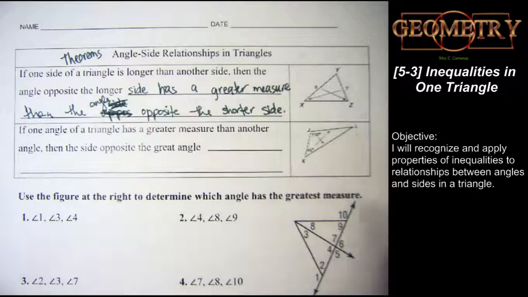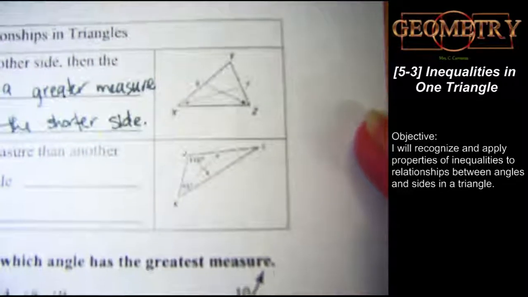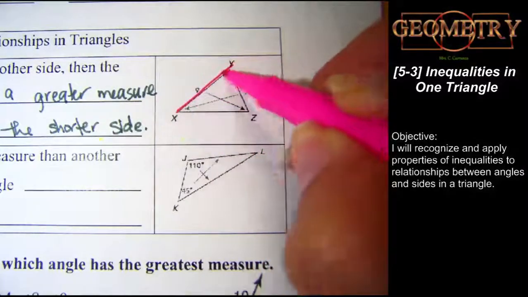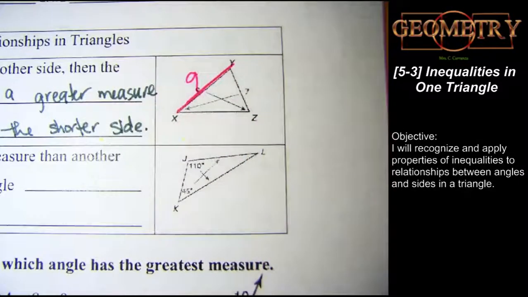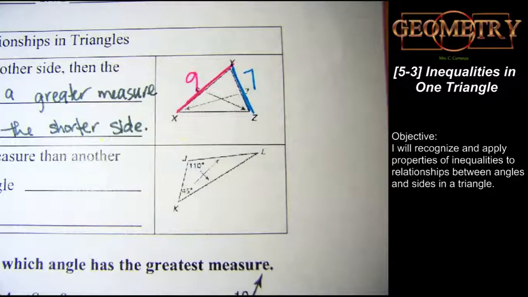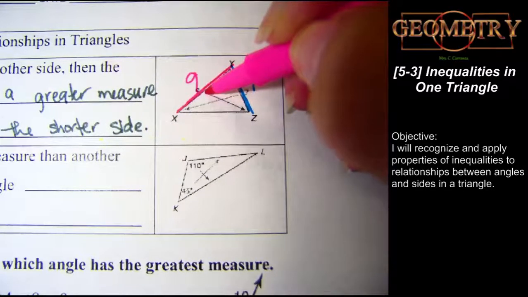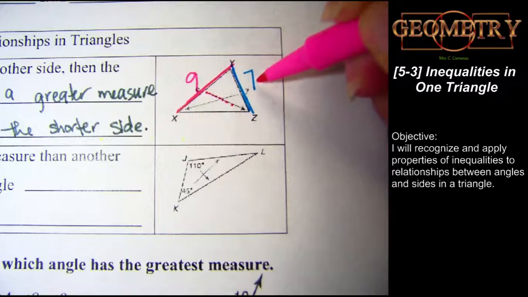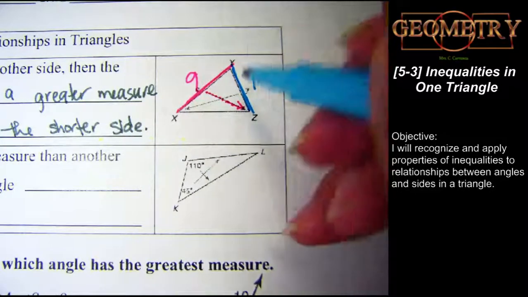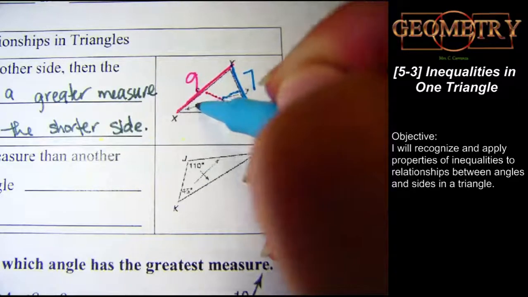Sorry about that. So this one, you are required to start with sides, and it tells you something about the angles. I'm going to look at this little picture so that we can visualize it better. I've got this side, whose measure is 9, and this other side, whose length is 7. Now, if this side is 9 and this side is 7, which side is bigger, the pink one or the blue one? The pink one, because the pink is 9 and the blue is 7.